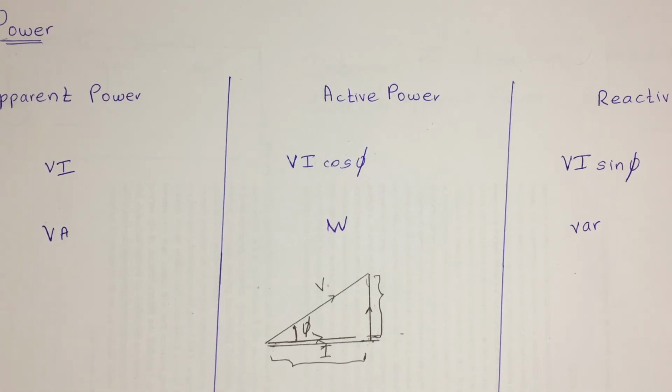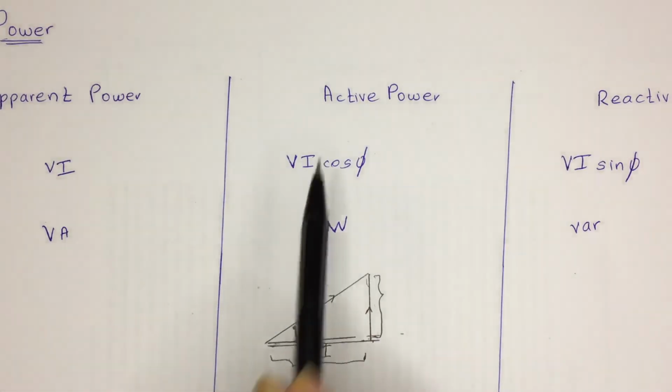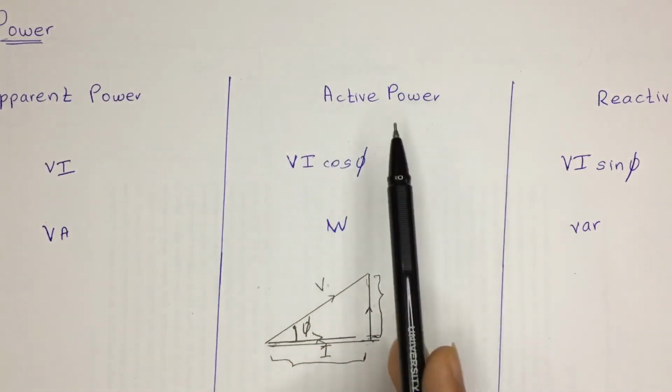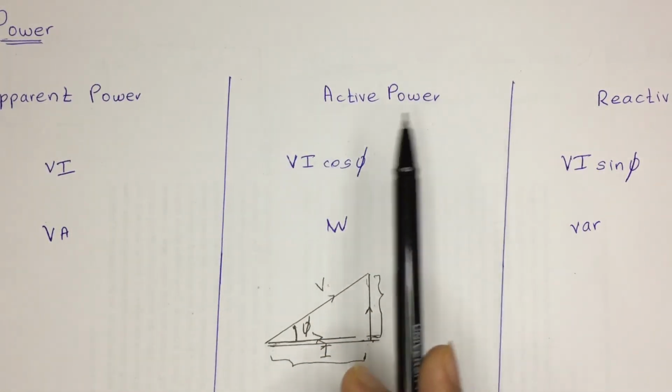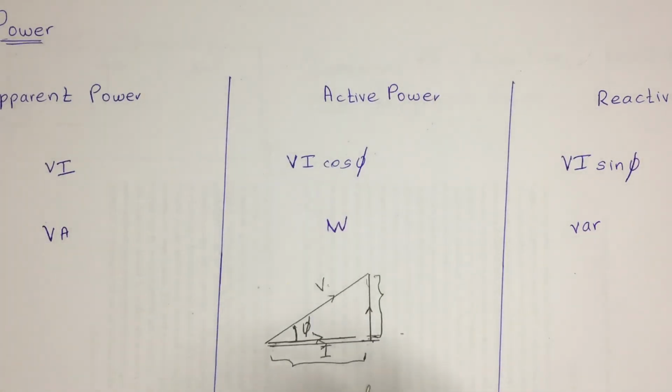So let's see what power we are going to get when we are using a pure capacitor only, a pure inductor, as well as a pure resistor. Let's consider the pure resistor.